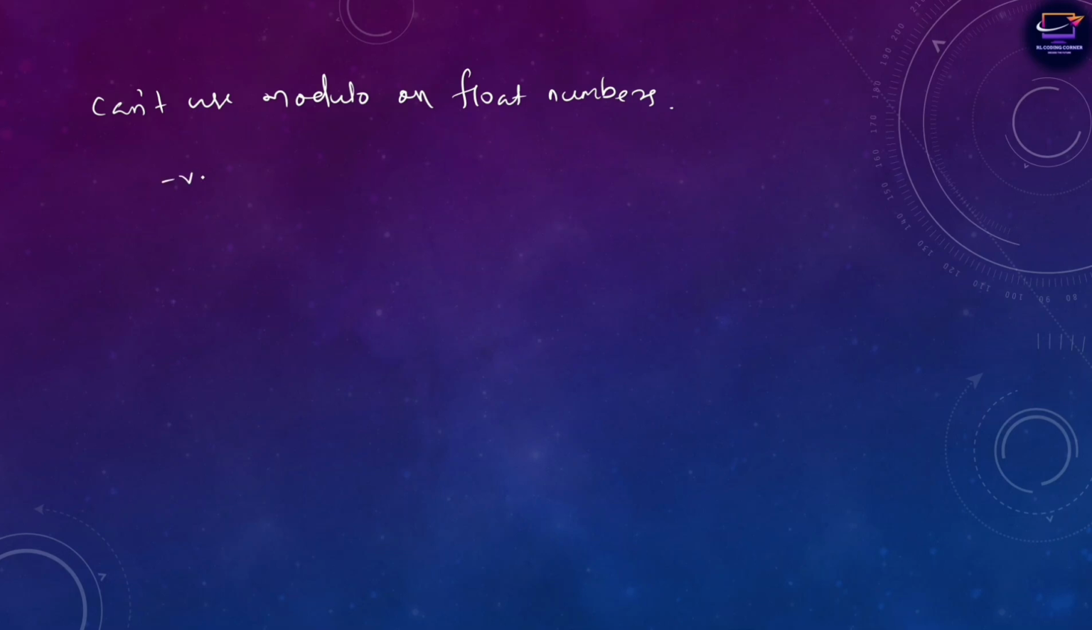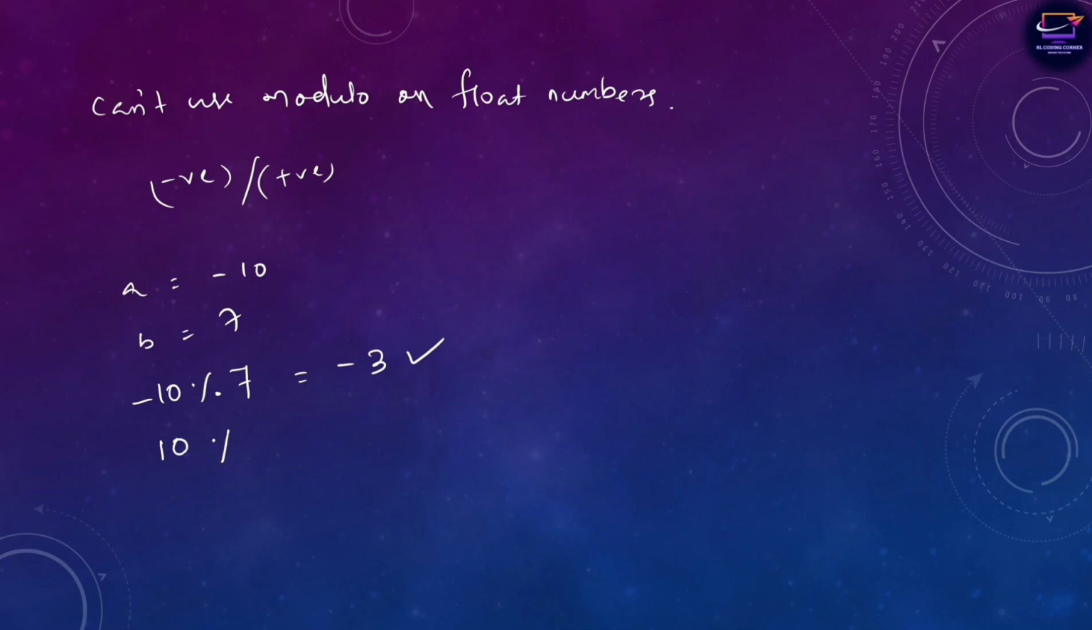They may be negative or positive. Another case is, suppose I am taking a equals minus 10 and b equals 7. Then if I print minus 10 modulo 7, it will give you minus 3. And if a is equal to 10 and b equals minus 7, then 10 modulo minus 7 will give you 3 only, not minus 3. Understand? Always, the sign of the result of the modulo operator would be the sign of the first operand.